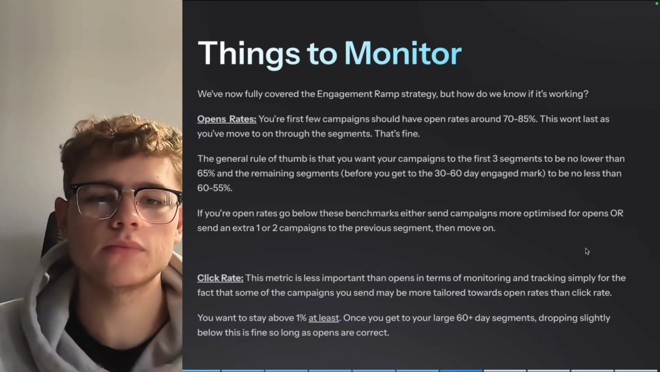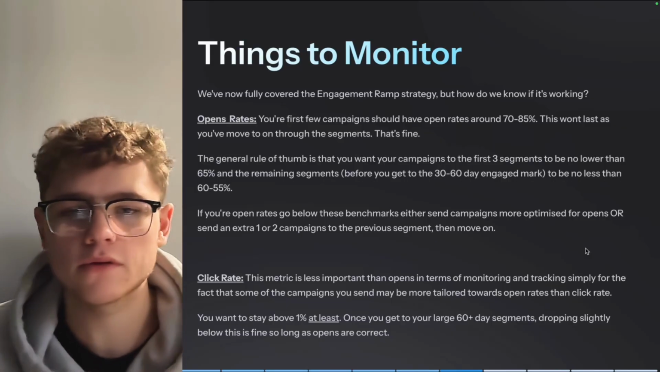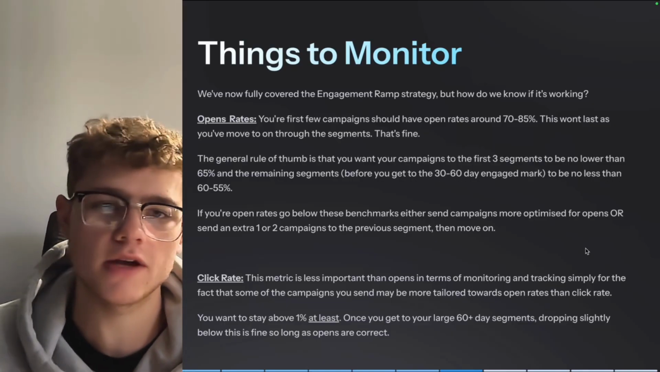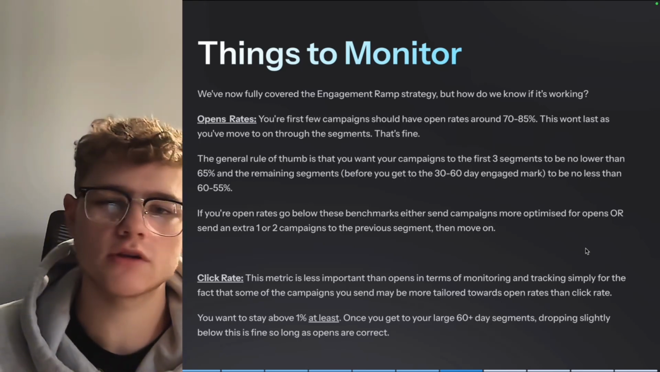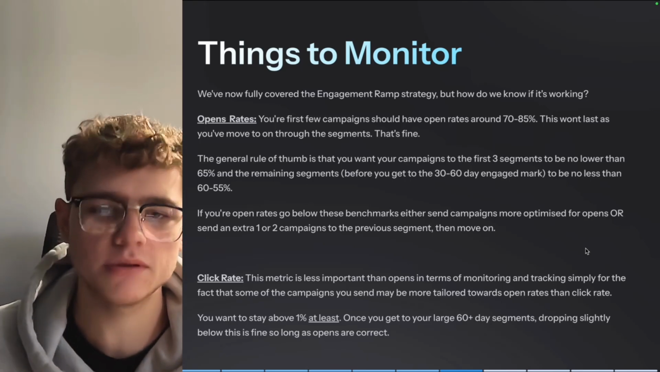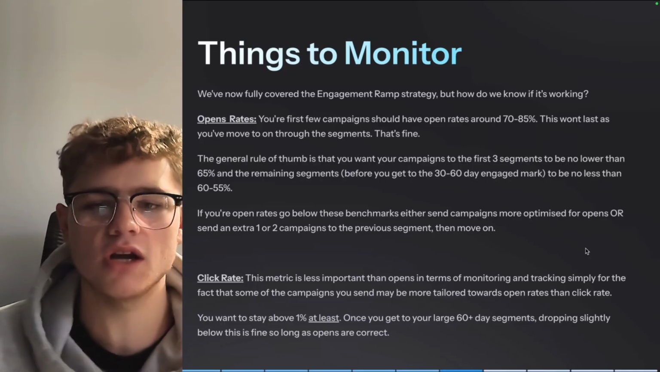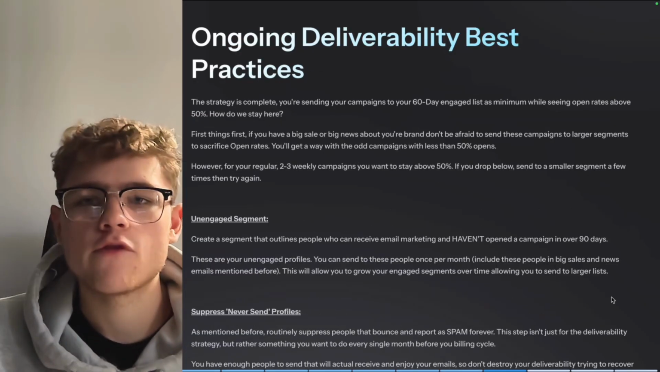So click rates. This metric is less important than open rates in terms of monitoring and tracking, just for the simple fact that some campaigns will be tailored towards click rates, some will be tailored towards open rates, but obviously we want to keep our open rates up no matter what. So click rates are a bit more variable, but we want to stay above 1% at least. Once you get to your large 60+ day segments, dropping slightly below this is fine as long as your opens are above KPI.